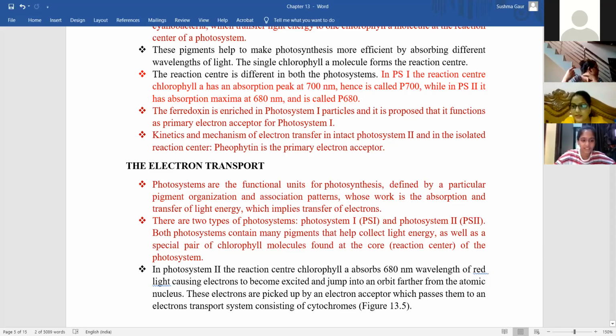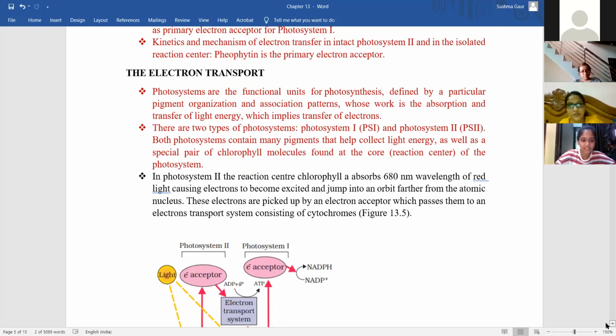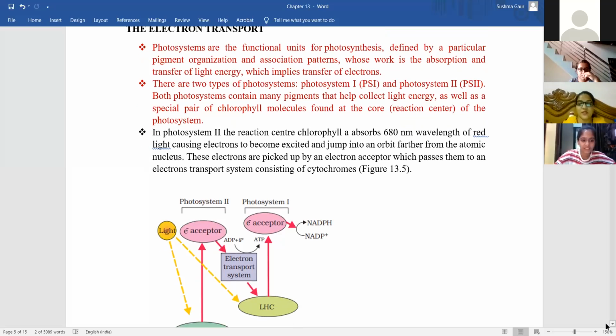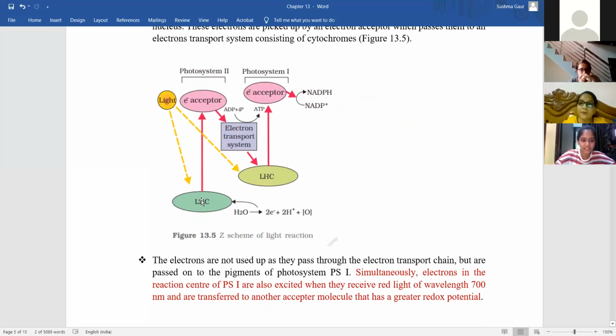Now we are going to study the most important and most interesting topic of this chapter, the electron transport. Okay. So let's see this diagram first. What will happen? The light will come and fall on this light harvesting complex. Then the electrons get excited to such an extent that they can reach the electron acceptor. From here, these electrons are passed to the electron transport system, from where they are transported to the light harvesting complex of photosystem 1, and again the electrons get excited and are accepted by the electron acceptor of photosystem 1.